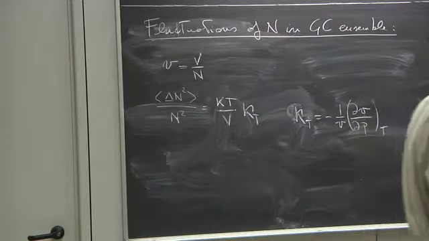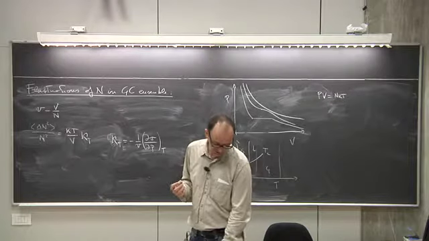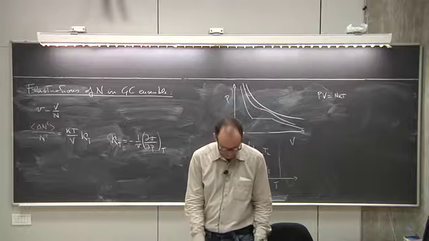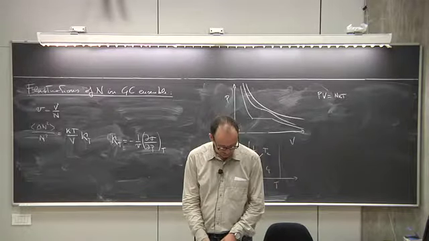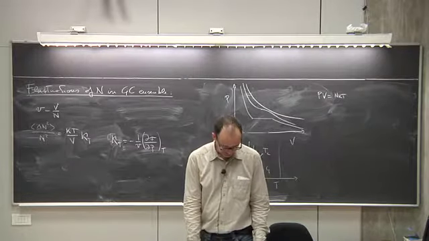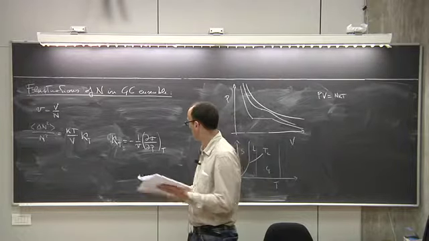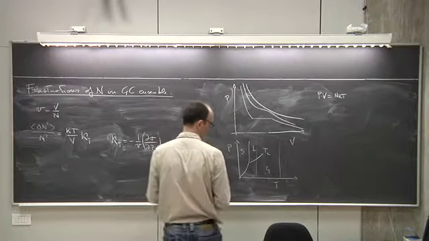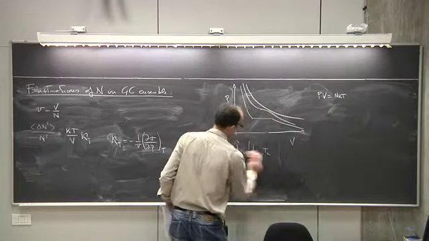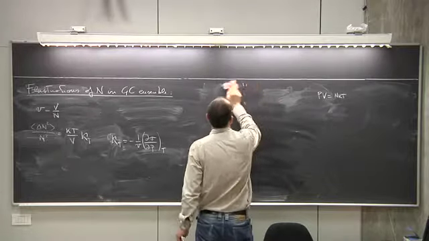Now, what about the fluctuations of the energy? Also the energy is not fixed. We have seen last time that in the canonical ensemble, the fluctuations of the energy are related to the specific heat. What is the equivalent relation in the grand canonical ensemble?